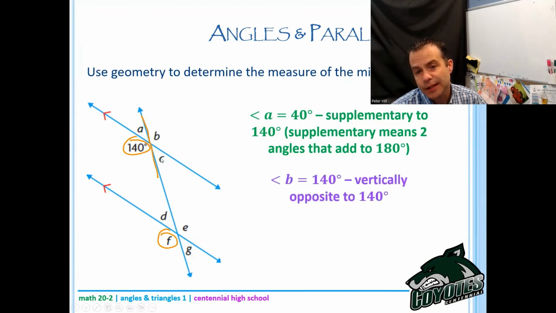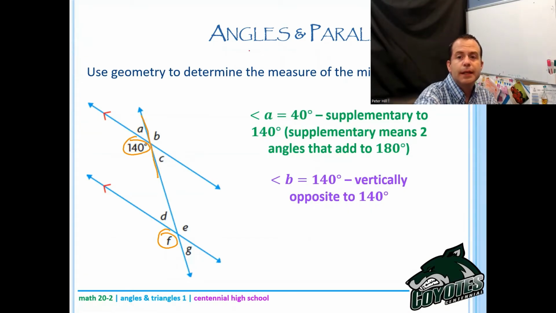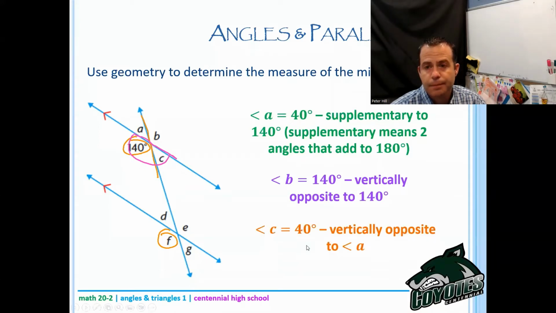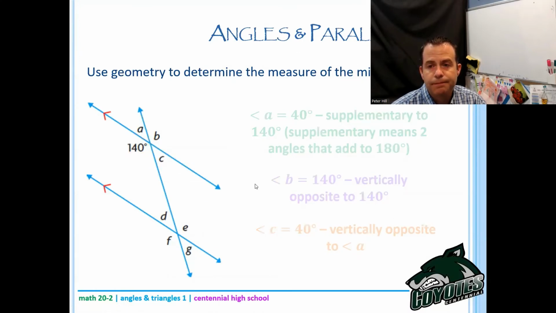C, I could look at two things now. I could say C is vertically opposite to A, or I could look at 140 plus C, which would have to add up to 180. So I could go 180 minus 140 to give me C. No matter how I look at that, I'm going to get C is 40 as well. F is going to be 140 because it's corresponding.